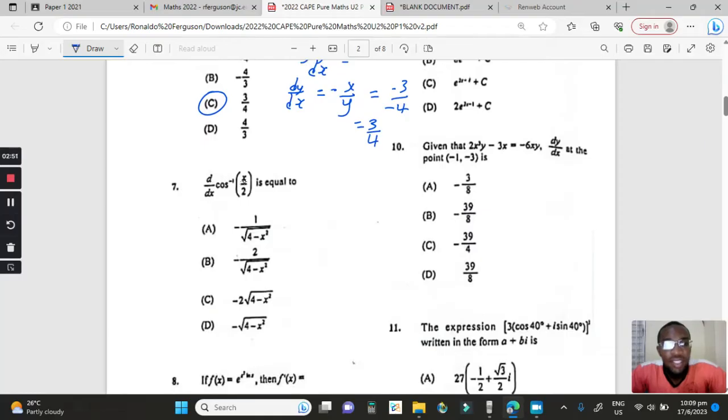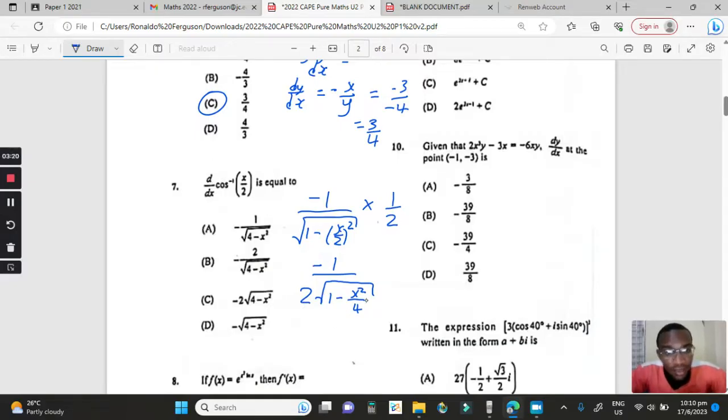Now we need to differentiate cos inverse of x over 2. So that's negative 1 over the square root of 1 minus (x over 2) squared, multiplied by the derivative of x over 2, which is half. So this is negative 1 over 2 times the square root of 1 minus x squared over 4. Now if you want, you can write this as one fraction, because that's what they do.